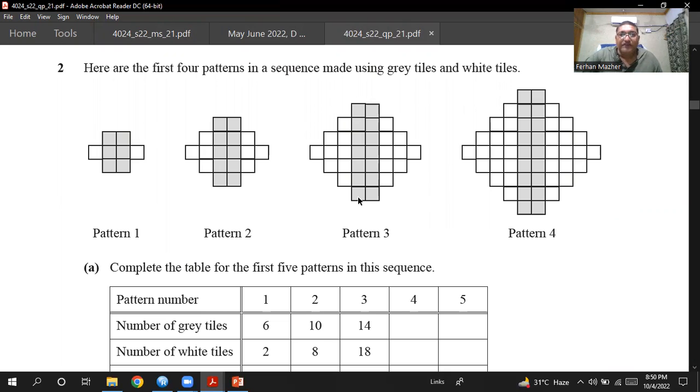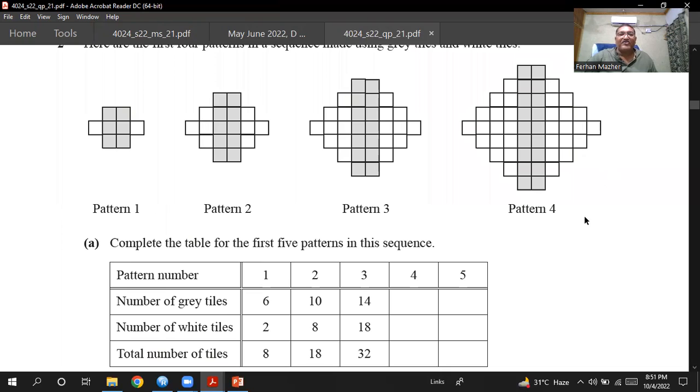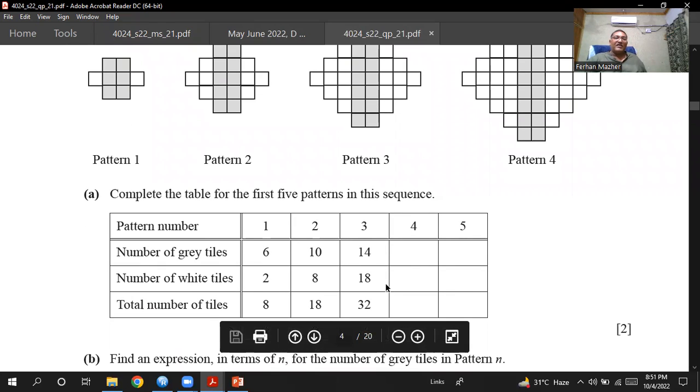In pattern number 3, there are 14 gray tiles and then 1, 2, 3, 4, 5, 6, 7, 8, 9, that is 18 white tiles. Okay, now in pattern number 4, you can see 1, 2, 3, 4, 5, 6, 7, 8, 9. So there will be 18 gray tiles, and the white tiles will be 1, 2, 3, 4, 5, 6, 7, 8, 9, 10, 11, 12, 13, 14, 15, 16, and double of the 16 is 32. So the white tiles will be 32. So it says complete the table for the first 5 patterns in the sequence.